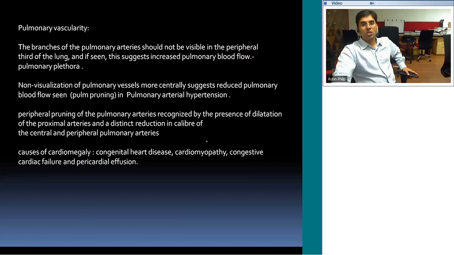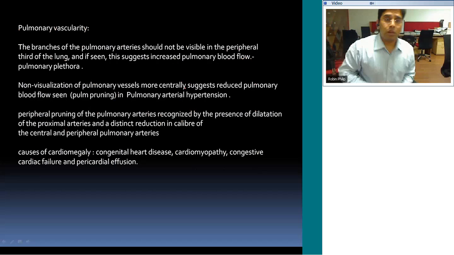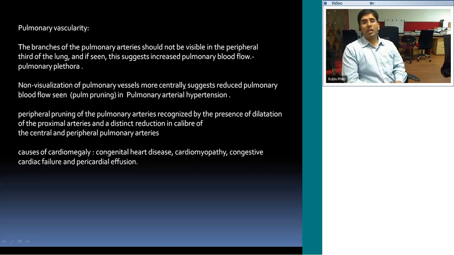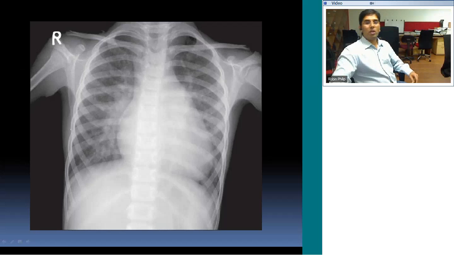And then regarding pulmonary vascularity, normally the lateral third of the lung should not show any lung markings. For any reason, if you're seeing that, that means there is increased pulmonary flow, that is called pulmonary plethora. You can see that example here. This is a case of cardiomegaly, a case of VSD. You see here the pulmonary markings are seen all the way to the periphery. That is called pulmonary plethora.